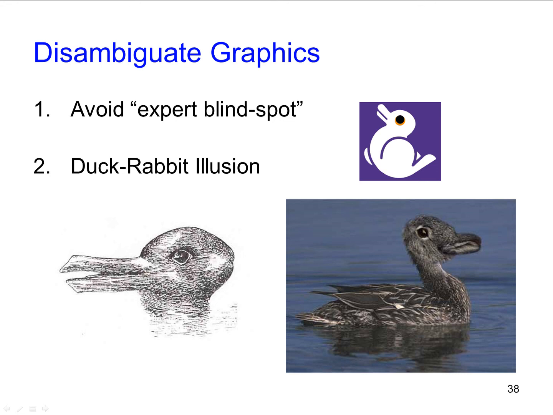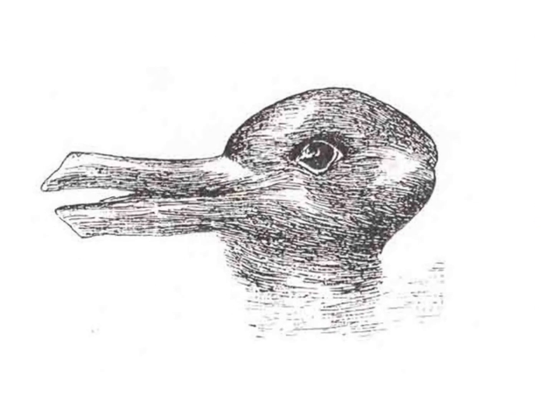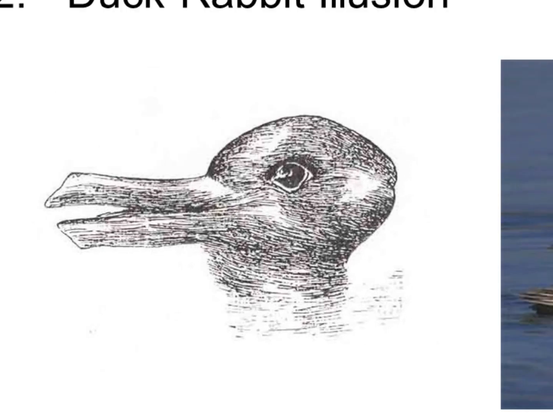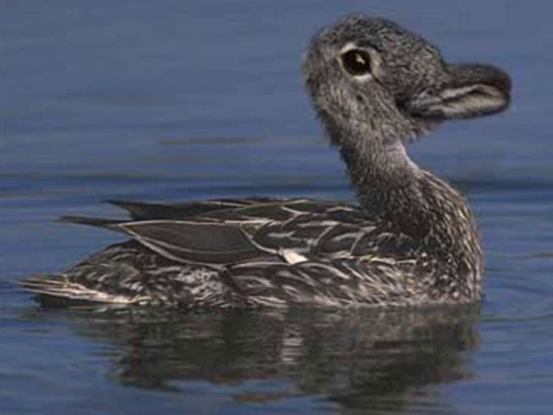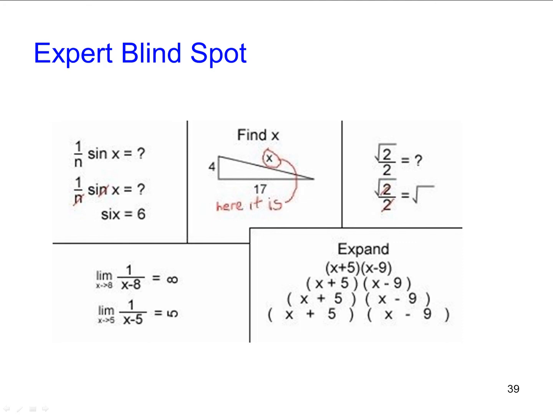Another manifestation of the expert blind spot problem is the duck-rabbit illusion made famous by William James. To some people, the black and white picture here looks like a rabbit. Others see it as a duck. In perusing the internet recently, I actually came across this photograph of a real-life duck rabbit spotted by somebody in a park. Examples of expert blind spot abound on the internet. Just Google the words "stupid math answers" and you'll come up with ones like these.